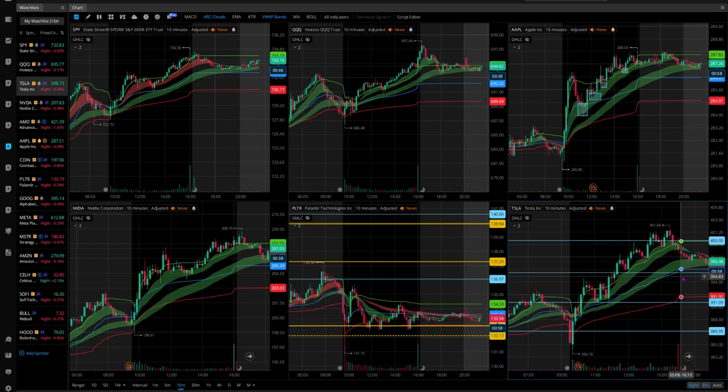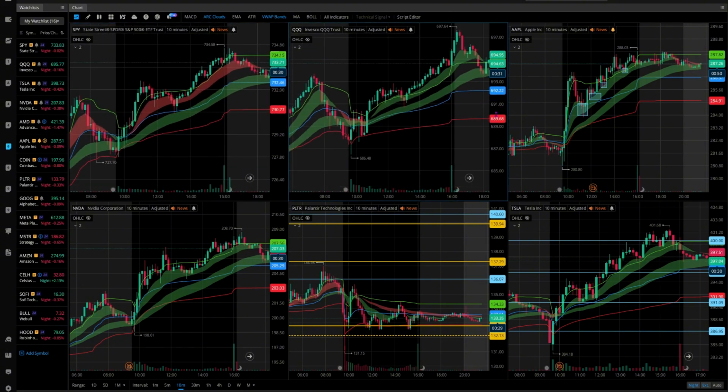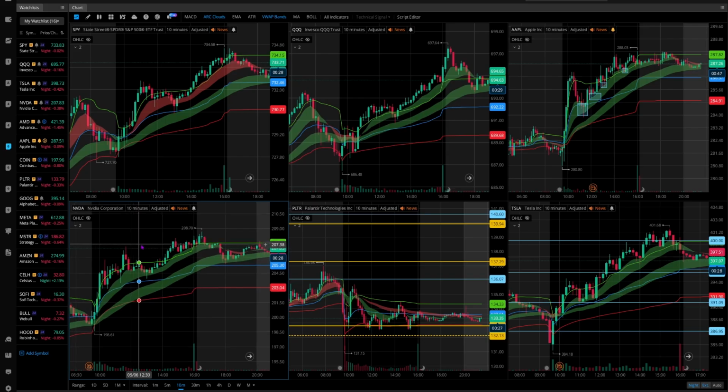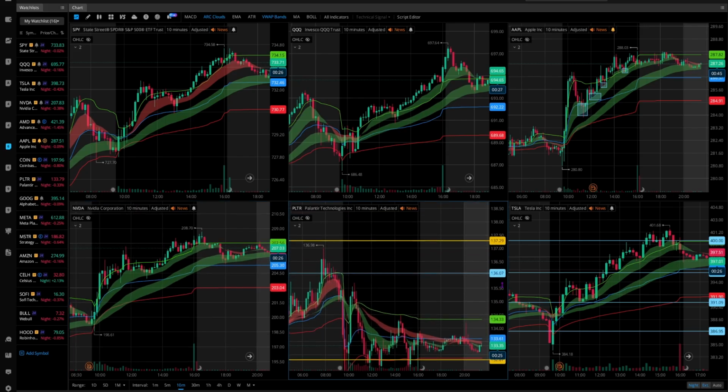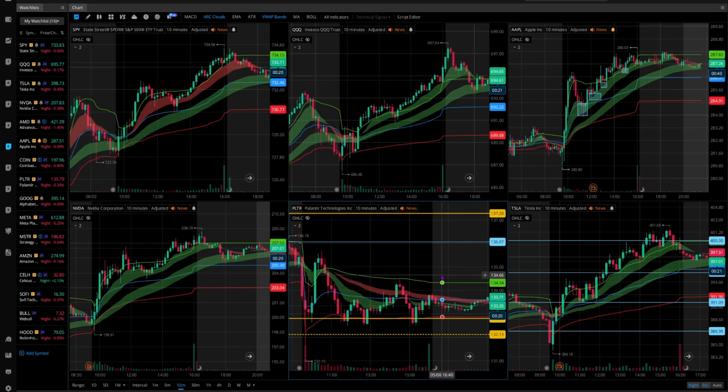Look, you guys see all 6 of these charts, guys? I'm trying to find something that they don't want to trade. Right here on the charts, I have SPY, QQQ, Apple, NVIDIA, Palantir, and Tesla. Which one is the one that you're not trading here, guys? Which one is the one that you would steer away from?